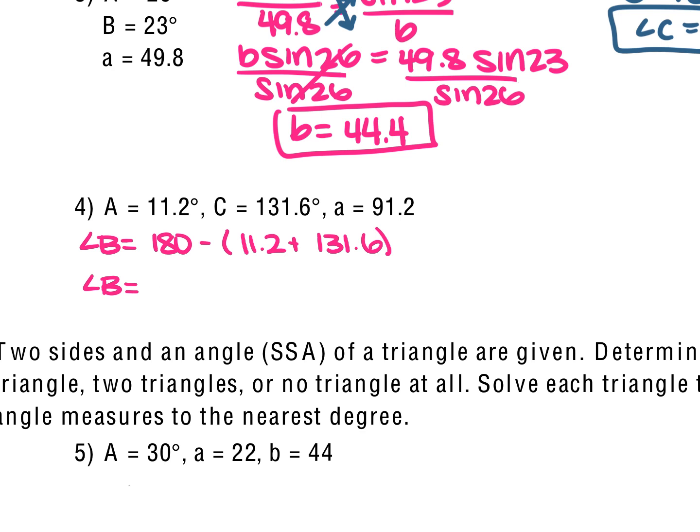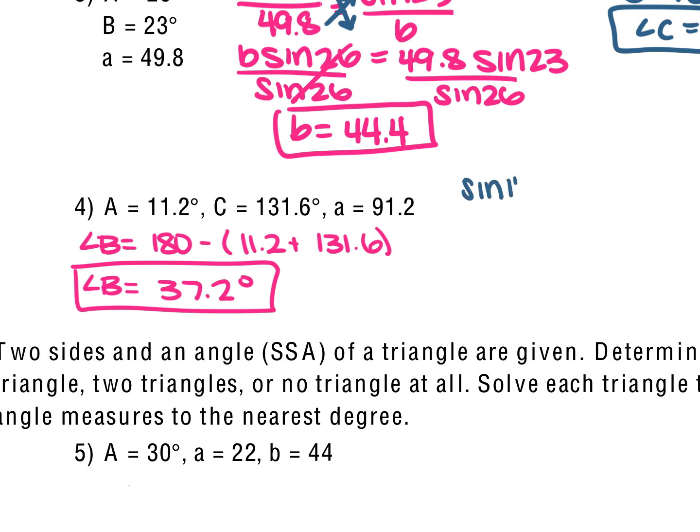11.2 plus 131.6 gives us 37.2 degrees for angle B. So now from here we're going to find side C. That's the one we're going to use sine A, which is 11.2 over 91.2 is equal to the sine of 131.6 over C.